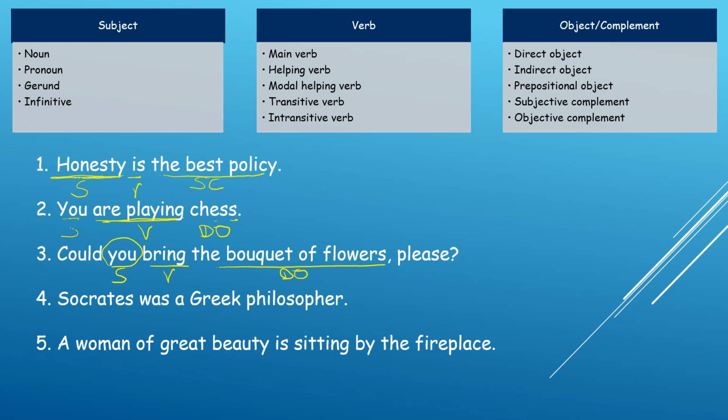Socrates was a Greek philosopher. Socrates is the subject, was is the verb and it tells about Socrates. So it is a subject complement. A woman of great beauty is sitting by the fire. A woman of great beauty is the subject. Now here you can find out the subject word. What is the subject word? Woman. Because we are talking about woman and is sitting is the verb and this is a complement.